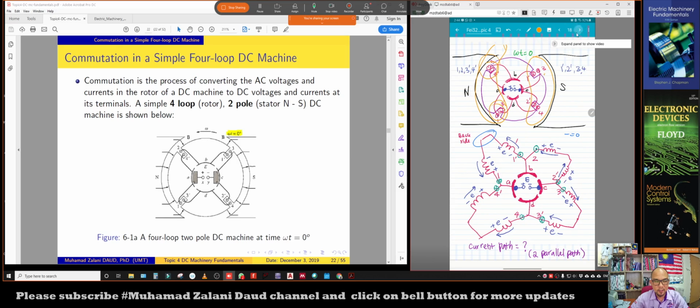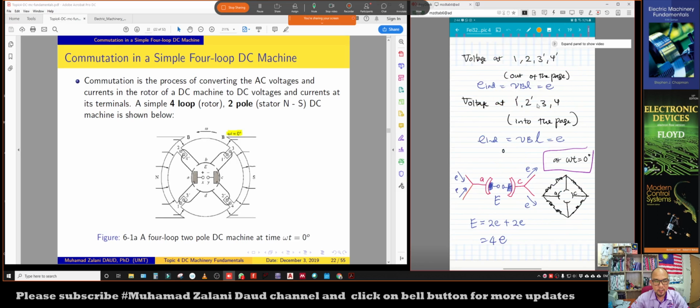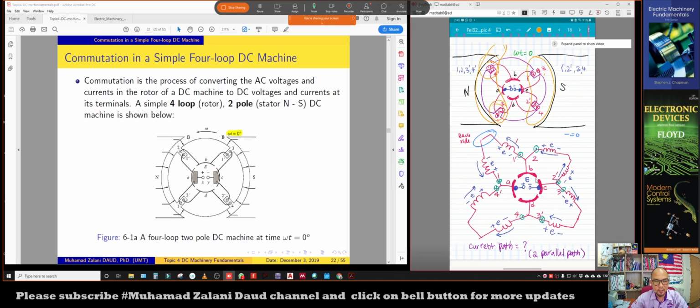And then for the wire loop segments 1 prime, 2 prime, 3 and 4, the voltage is into the page. So we have two different directions: on the left-hand side it is out of the page, and here it is into the page. So we get the total induced voltage is 4E, with 2E into the page and 2E out of the page.